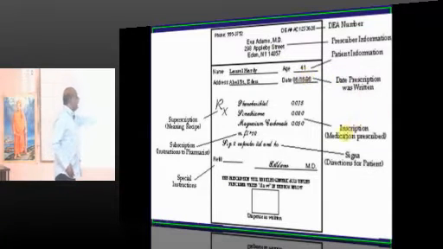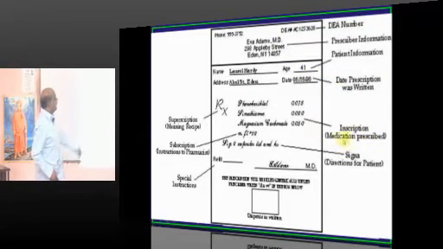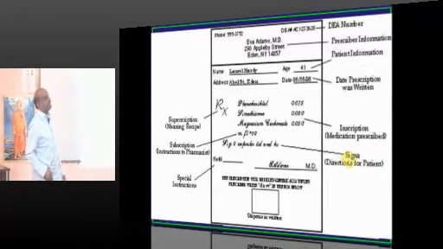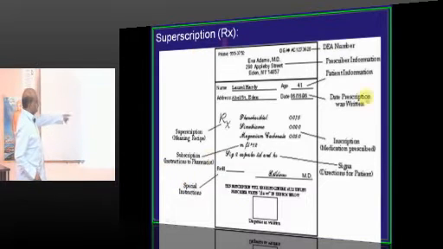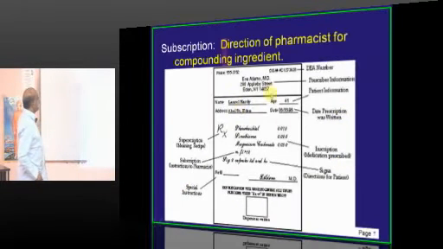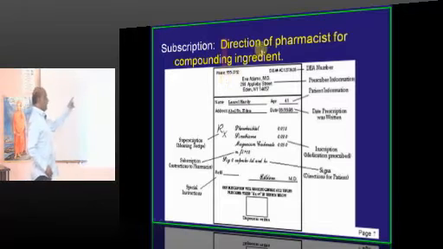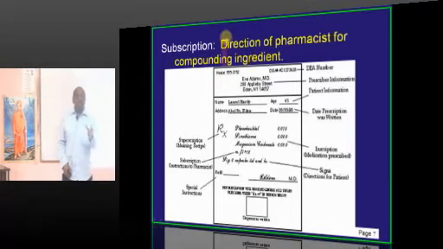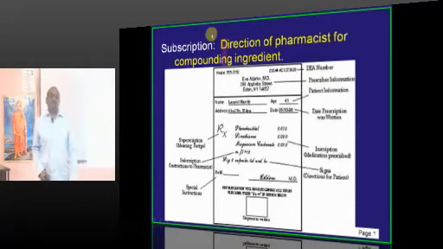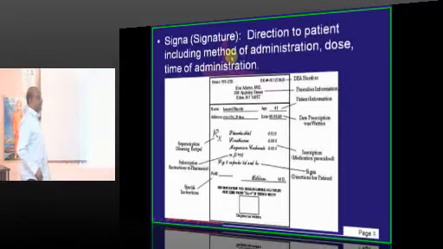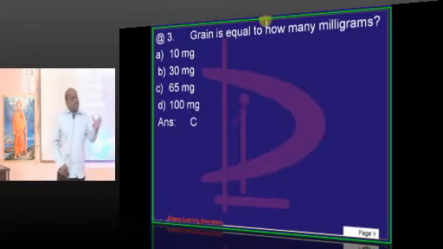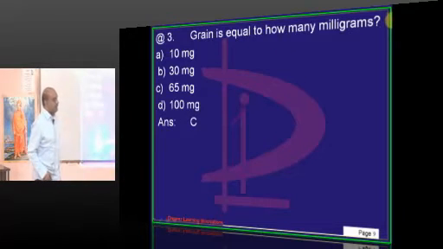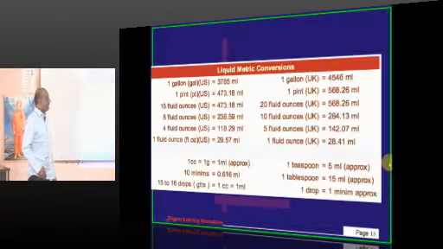Then we have the inscription, that is the medication which is being prescribed, and the directions for the patient are basically called signa, is what needs to be remembered. So superscription, subscription, inscription and signa. Subscription is the direction to the pharmacist about the ingredients of the prescription, and recipe is what needs to be understood. What is the grain in milligrams is an important MCQ.